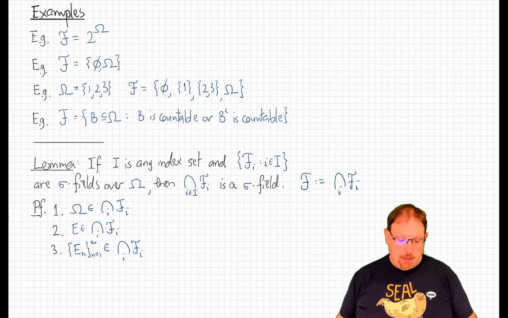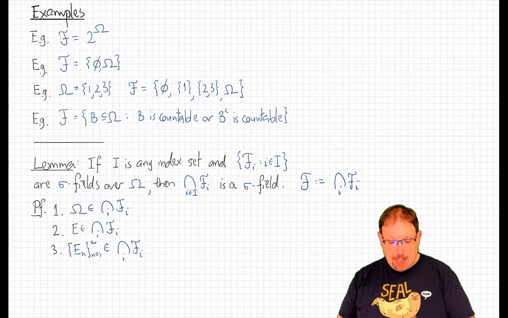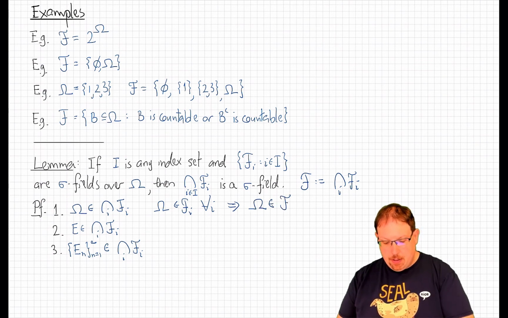For the first one, we want to see that omega is in F. What do we know? We know that each Fi is a sigma field, and therefore omega is in Fi for each i. But that is the definition of omega being in the intersection, which is F. Check.